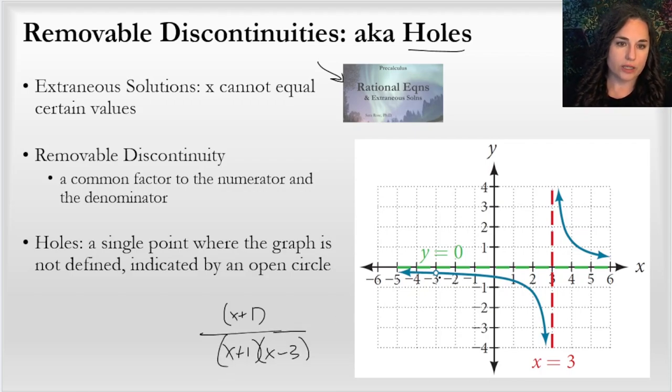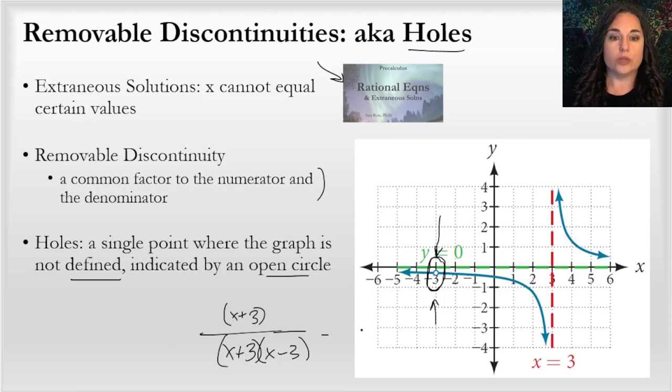That's what I have here. Actually, I have a -3 here. So you see on this graph, there's a little hole. Do you see that? Holes are a single point where the graph is not defined, indicated by an open circle. So you can see that there's an open circle here at -3. So I'm going to guess that I'm going to have a common factor on the top and bottom, right? A common factor to the numerator and the denominator. That's what it's saying. That overall it factors out. This simplifies down to 1 over x minus 3.